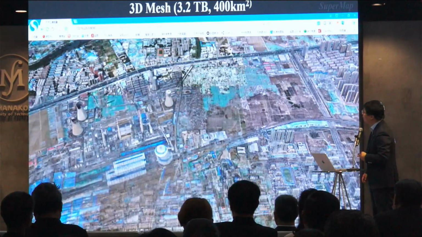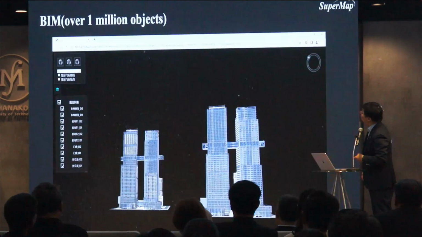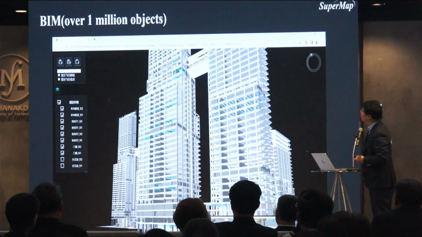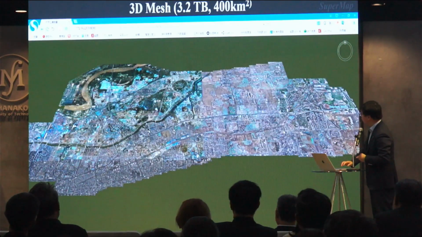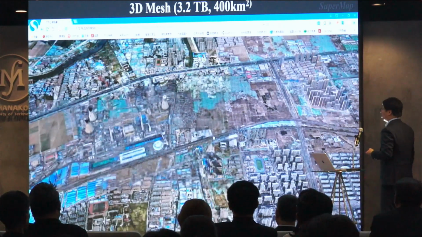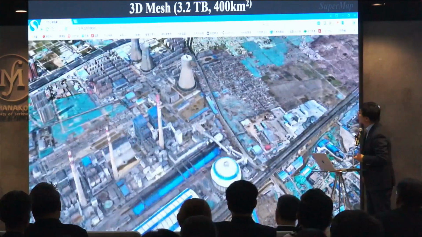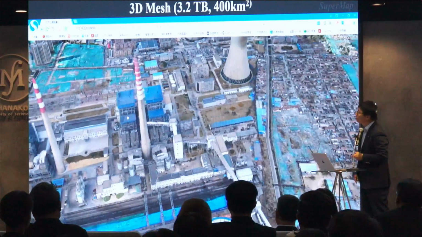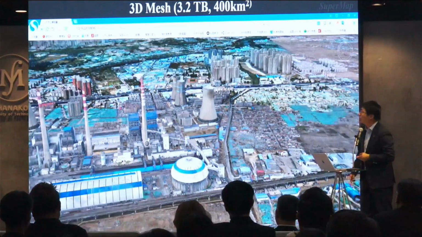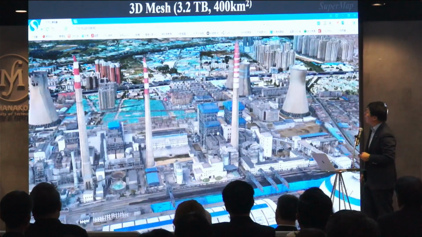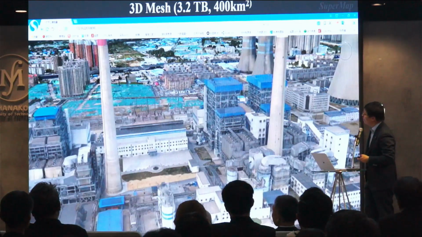And this is a video we can click. To stream the 3D mesh, the overall file size is over 3.2 terabytes, and the land coverage is more than 400 kilometers.